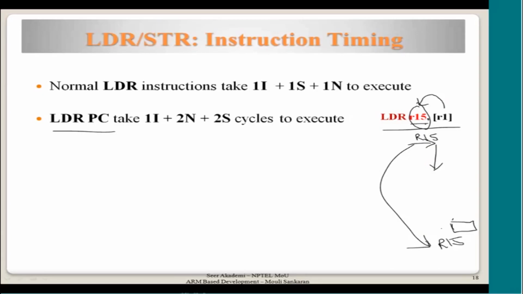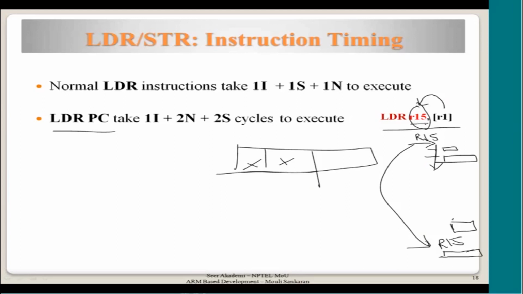Now, won't it involve flushing the pipeline? Because the pipeline has already been filled with the 2 subsequent instructions, whichever were there after this LDR. Now they need to be flushed, and a new instruction, whichever R15 is pointing at, has to be put into the pipeline. How much time will be wasted? 2 sequential accesses. This much time will be wasted. That is why you see it here.